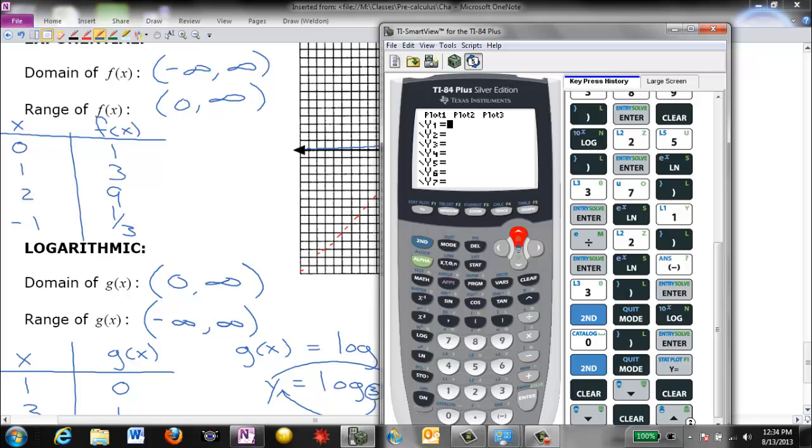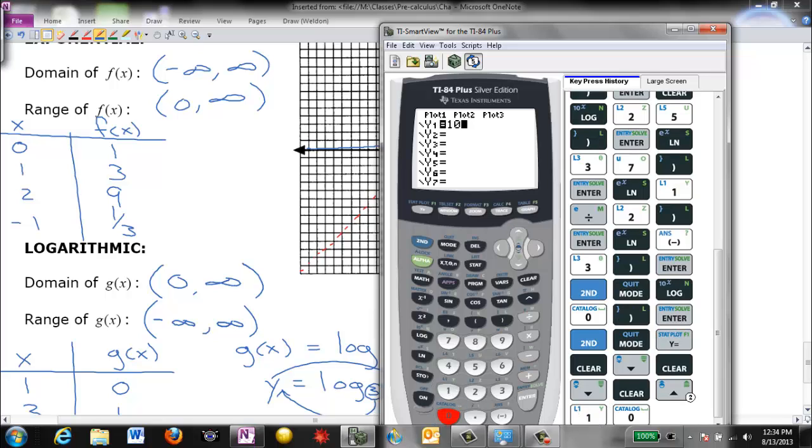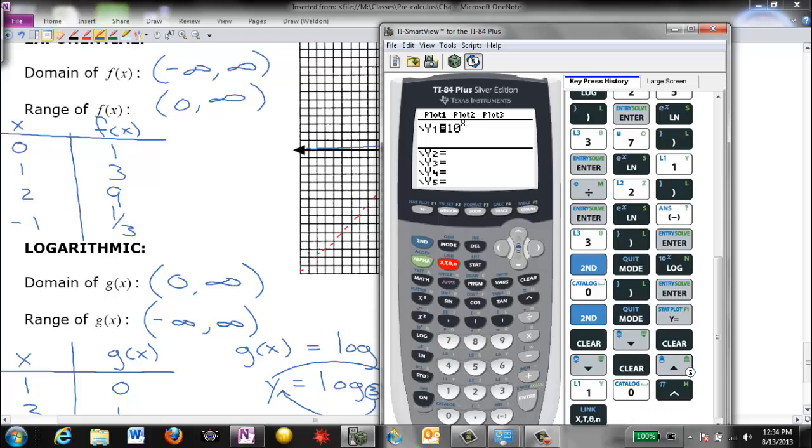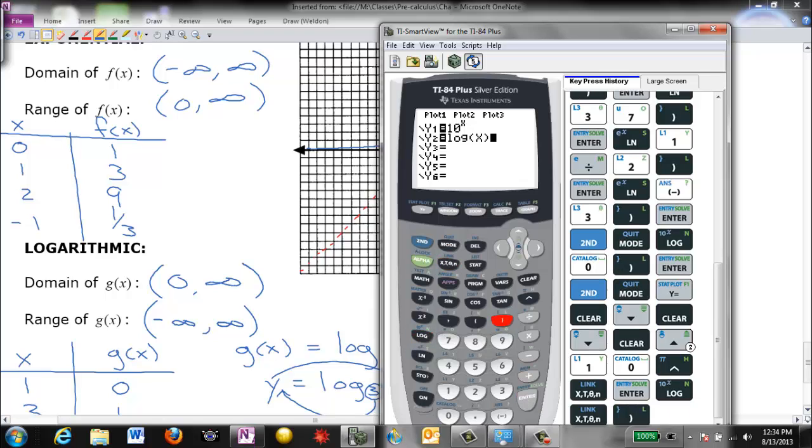So we're going to say our first function is 10 to the x, and then we'll do the log of x, right? So that's log base 10 of x. So those are actually inverses of each other, and when we take a look at the graph of these two, there you go.